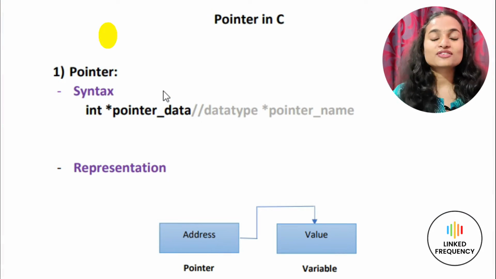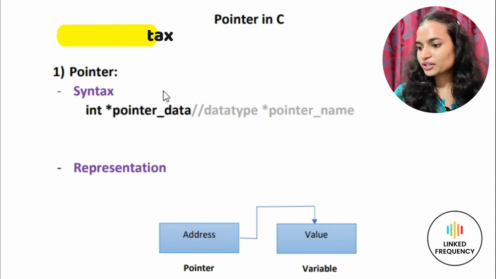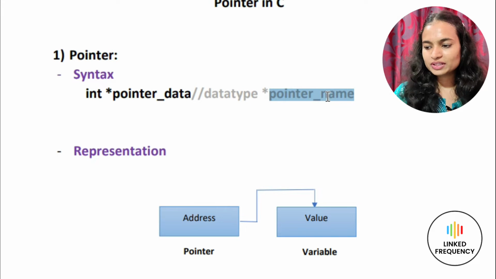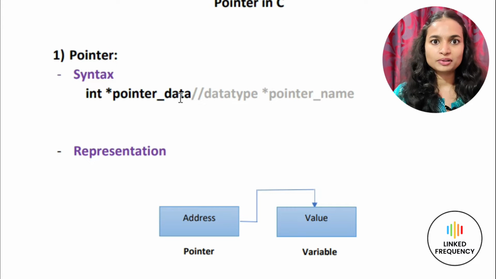The first point is regarding the syntax of a pointer. It is very simple to declare a pointer. You can see on the screen we have the data type, asterisk, followed by the pointer name. Let us consider a simple example, that is int asterisk pointer_data. This is one of the examples. There can be multiple examples like float asterisk pointer_data, char asterisk pointer_data, and so on.